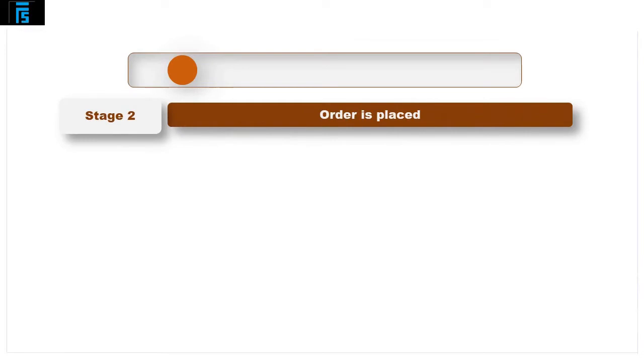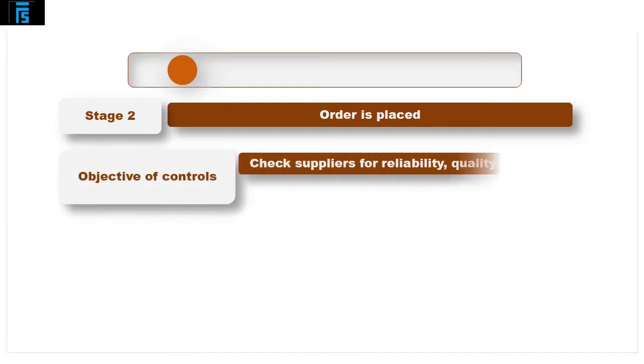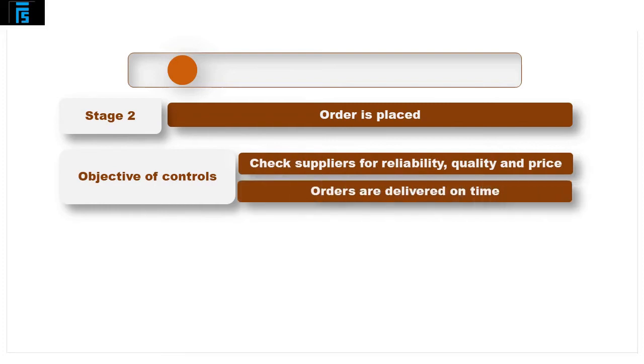Stage 2, the ordering stage, takes place in the purchasing department. There should be a purchase order for each order made, which details the goods ordered, the quantity, price and supplier used. The objective is to ensure suppliers used have been checked for reliability, quality and price, and orders made considering disruptions to production if not delivered on time.